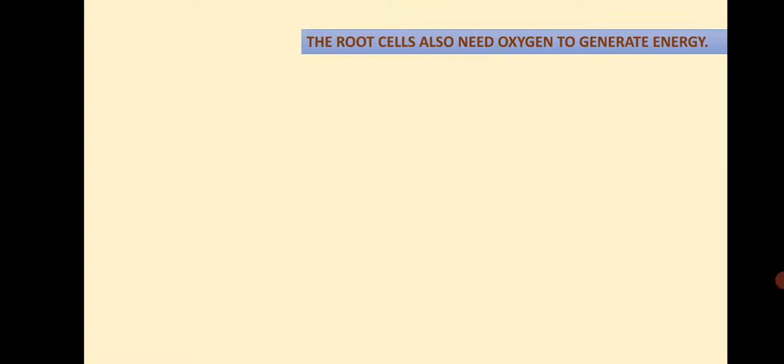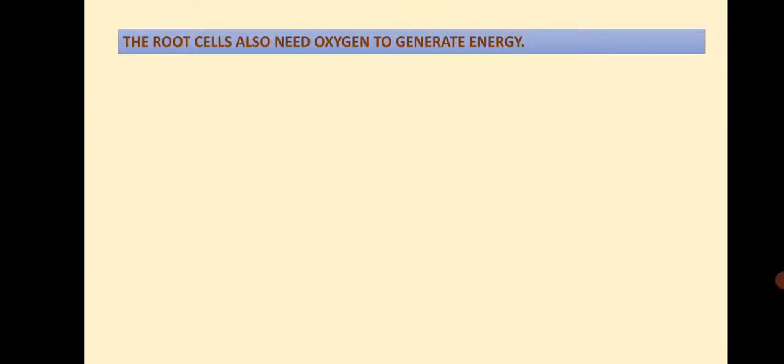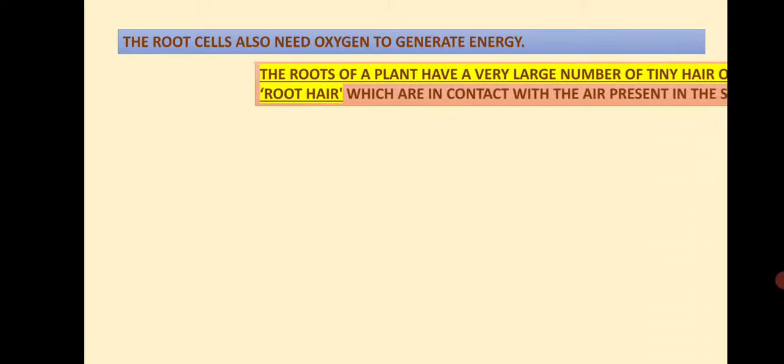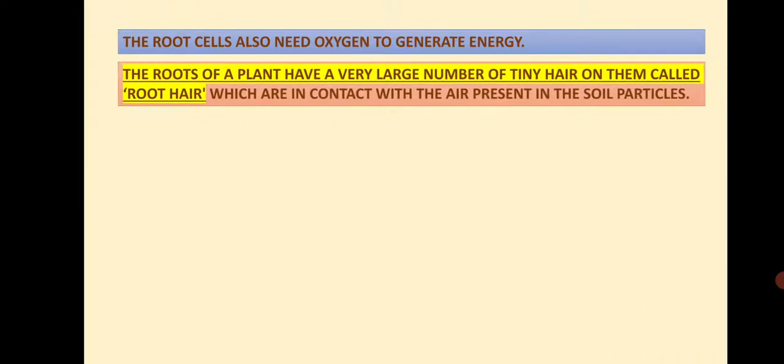Like all other living cells of the plants, the root cells also need oxygen to generate energy, because roots are found below the soil. They grow under the ground. But like all other living cells, they also require oxygen to generate energy, because without energy they cannot perform their other activities.